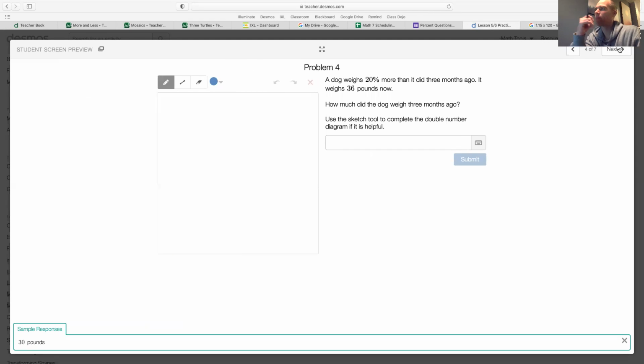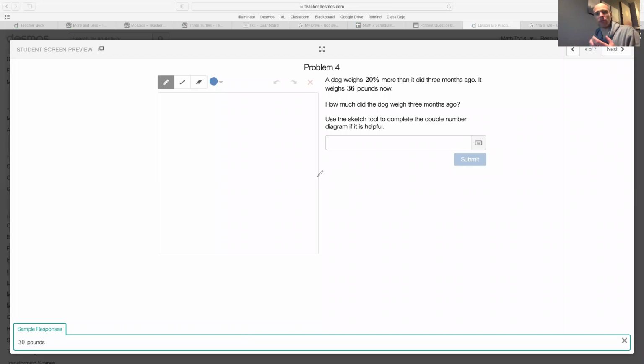The next one says, a dog weighs 20% more than it did 3 months ago. It weighs 36 pounds now. How much did the dog weigh 3 months ago? So this one we have to be a little bit careful on, because an incorrect thing to do in this question would be to figure out 20% of 36 and try to subtract it off, because it all depends on where this 20% is coming from.